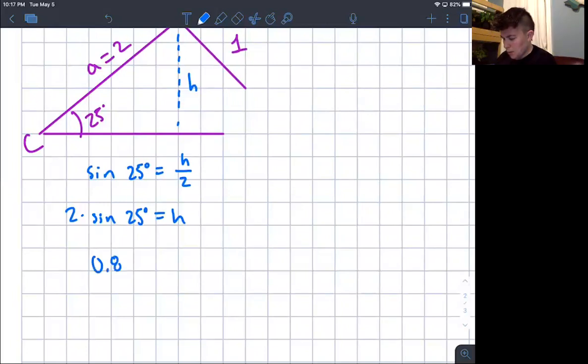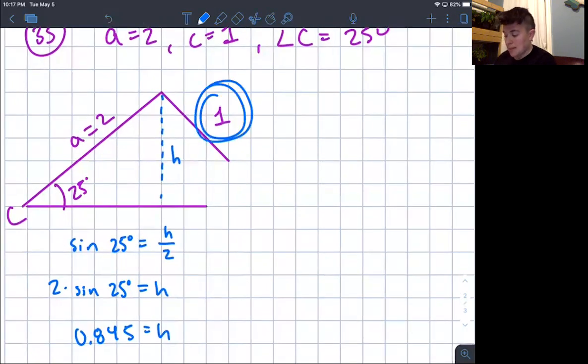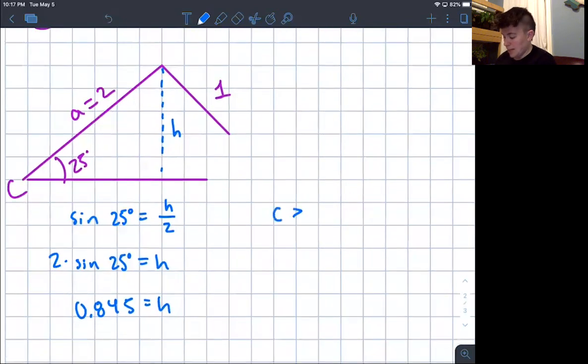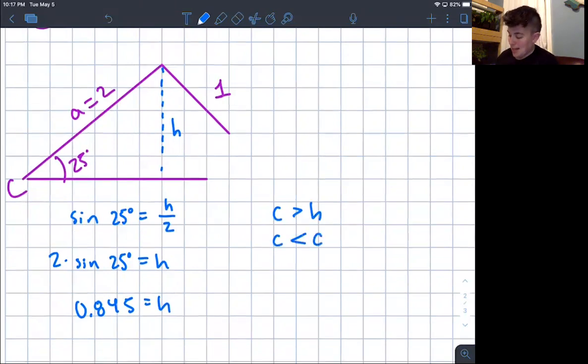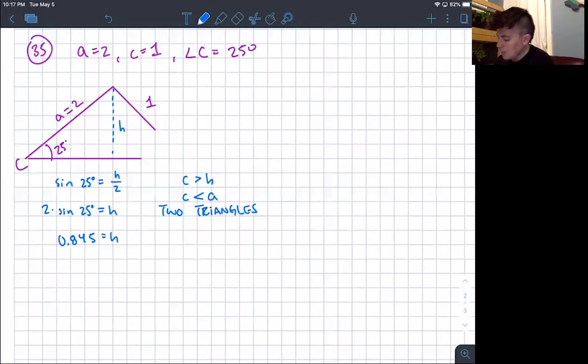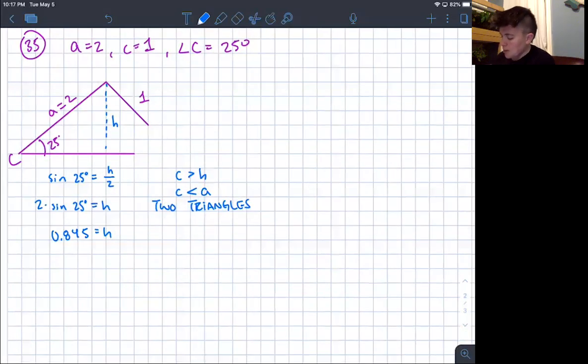So I know that h is 0.845, and the opposite side is 1. That means that side c is greater than h, but side c is less than a, which means, y'all, I'm going to have 2 possible triangles out of this. So I have 2 solutions here, which is fine. We can do it. Let's get started.